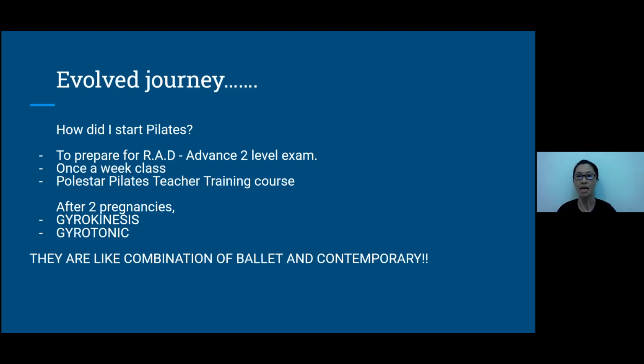During the training, we actually required a lot of practice. My strength and my flexibility were gained from there. So I passed my exam, with a once a week class. So after two pregnancies, I started my gyrokinesis training and also gyrotonic. Both of these, gyrotonic and gyrokinesis, and also Pilates, are a combination for me, even though I don't dance now, but I'm teaching and I'm still doing these two methods. They are a combination of ballet and contemporary. I will speak more on that later.